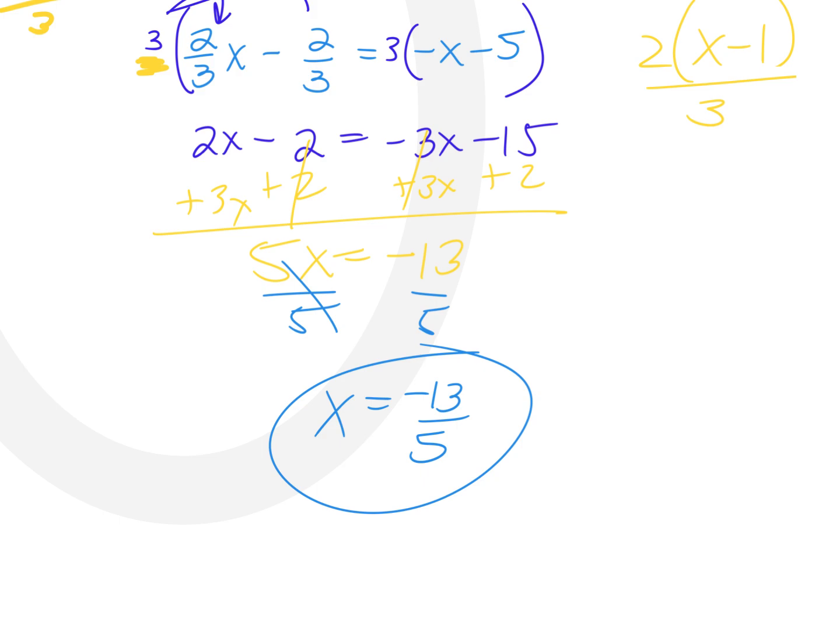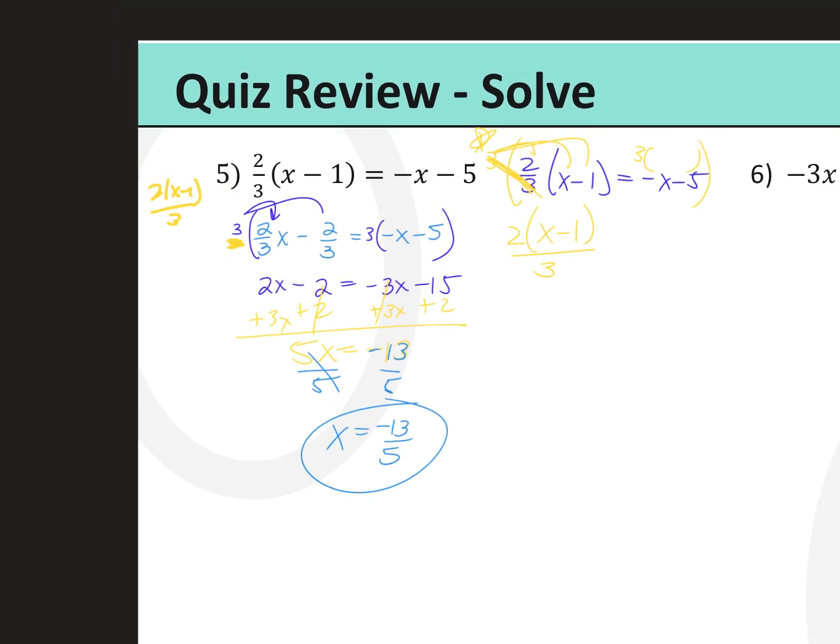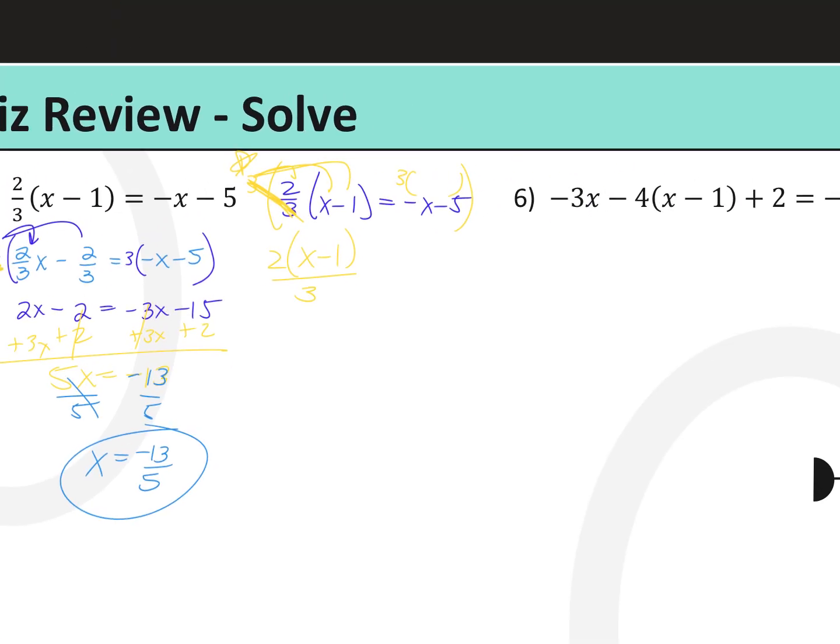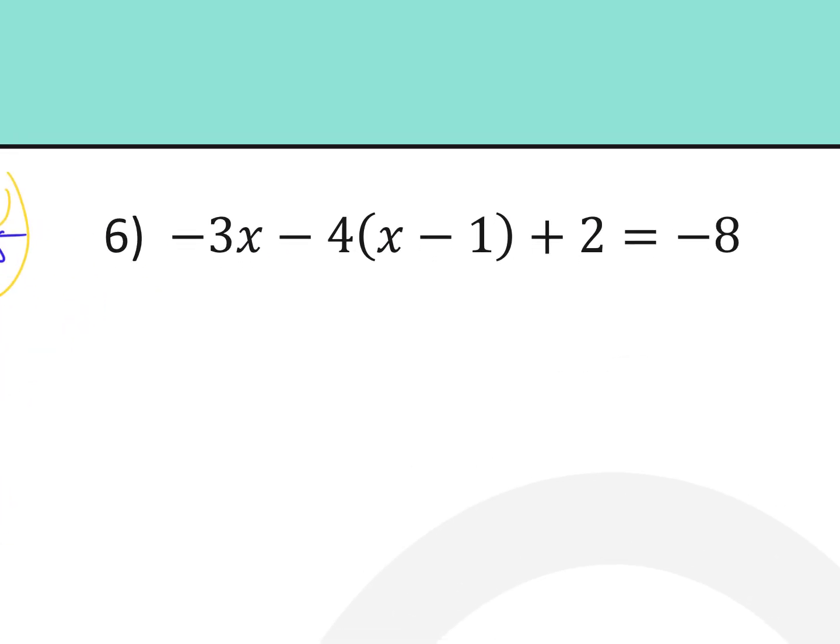Negative 15 plus 2 is negative 13, right? And then 2 plus 3 is 5. Yeah, but wouldn't x equal 13? You're trying to get a negative number. Oh wait, never mind. It's just negative 13 over 5. Yeah, I got it. No worries, no worries.